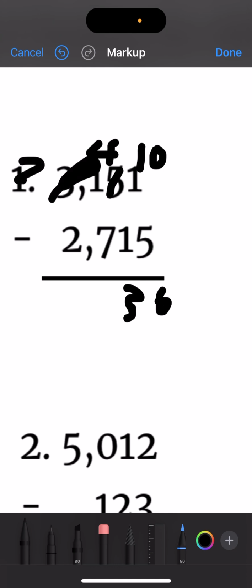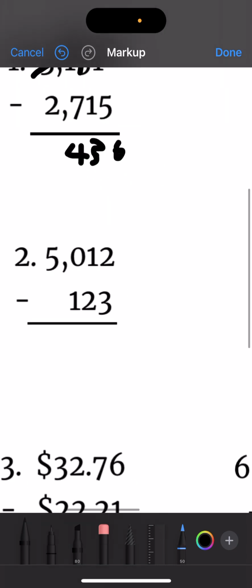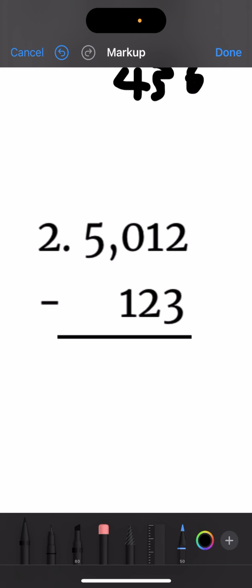And 2. This becomes 11. 11 minus 7 is 4. 2 minus 2 is 0. 2 minus 3, we can't do it. 12 minus 3 gives us 9.